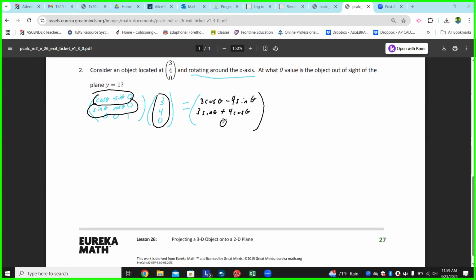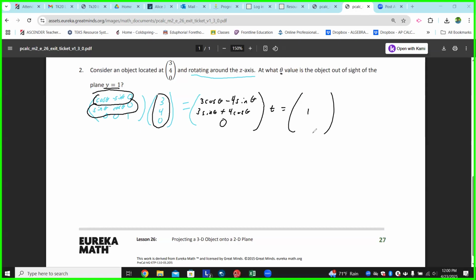All right. So now if we knew what theta was, we now knew its new location point. Now we can apply what we've been doing the last 2 days. We're asking again for this theta, but we're trying to put it out of sight on y equals 1. So what I'm trying to do is find some scalar by which I can multiply everything in order to get y equals 1.